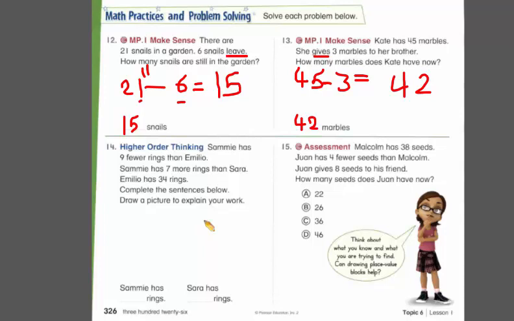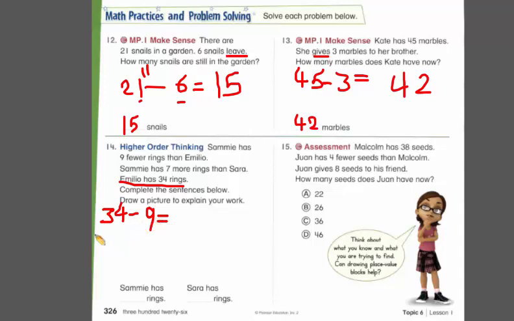Okay, as we said, Sammy has 9 fewer rings than Emilio. So Emilio has 34. Emilio, underline it, please. Emilio has 34. Okay? Then Sammy has 9 fewer. So here 34, 9 fewer, so minus 9. 34 minus 9. Can I say 4 take away 9?